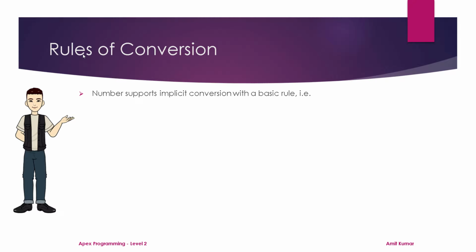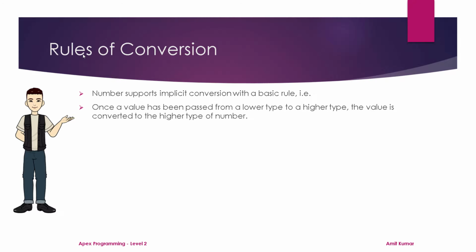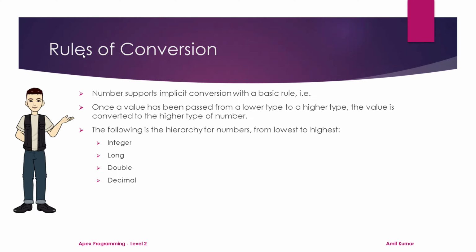Number supports implicit conversion with a basic rule. That is, once a value has been passed from a lower type to a higher type, the value is converted to the higher type of number, and this happens implicitly. The following is the hierarchy of numbers from lowest to highest, where integer is the lowest type and decimal is the highest type. Hence, an integer can be implicitly converted to a long, to a double, and a double to a decimal.